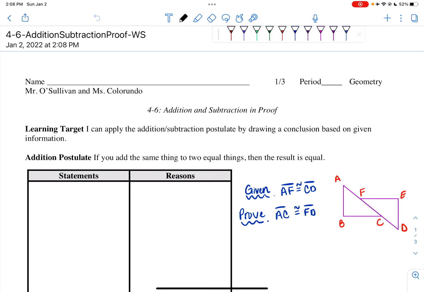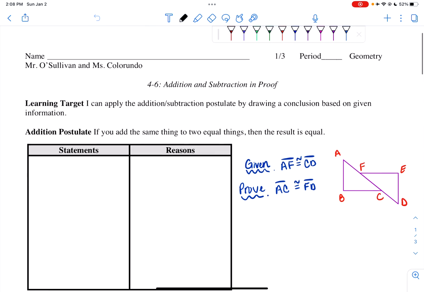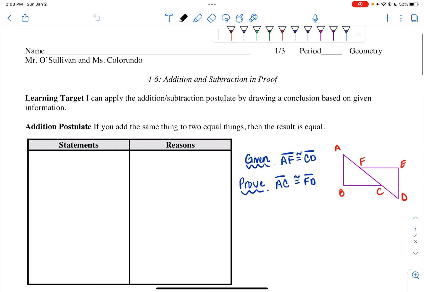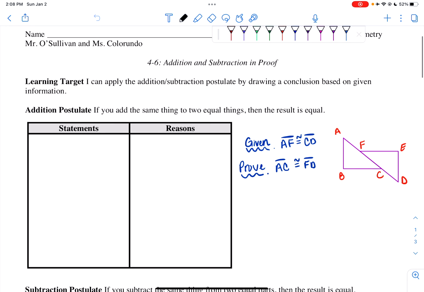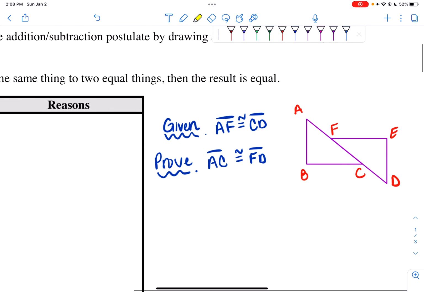Just to give you the heads up, we use the addition and subtraction postulate when we are given information about pieces or whole segments and we want to go a little deeper, or actually zoom a little out. So today's learning target is: I can apply the addition subtraction postulate by drawing a conclusion based off of given information. The addition postulate states that if you add the same thing to two equal things, then the result will be equal. So we use the addition postulate when we're given information about pieces of a segment.